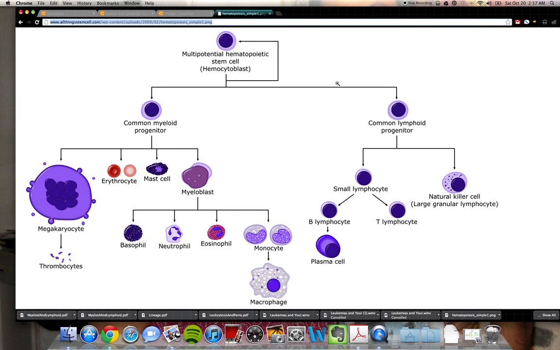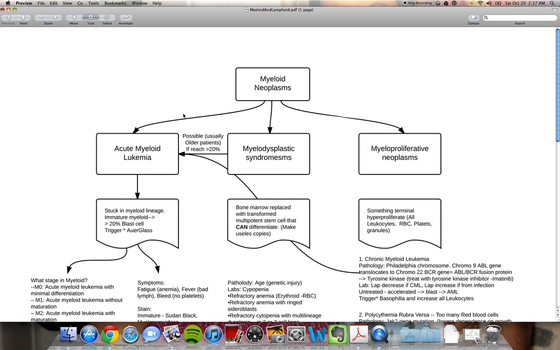Let's get back to our chart. Here's our myeloid lineage. We're going to only look at the left side of this chart. In acute myeloid leukemia, we're going to get stuck somewhere. We can get stuck here, here, or here. The key diagnostic feature, no matter where we get stuck, is that we are going to have a lot of immature myeloid progenitor cells. These are called blast cells. Anytime the bone marrow has more than 20% of these blast cells, we know it's acute myeloid leukemia. It's a trigger word.